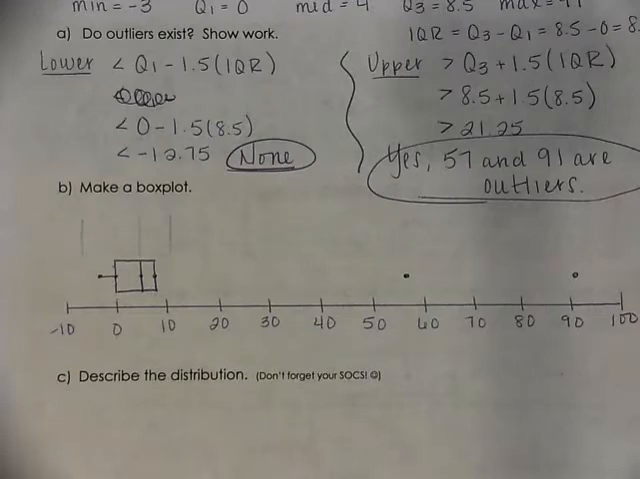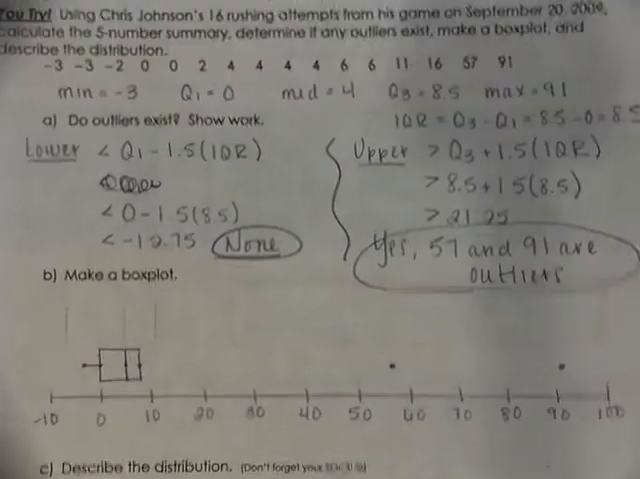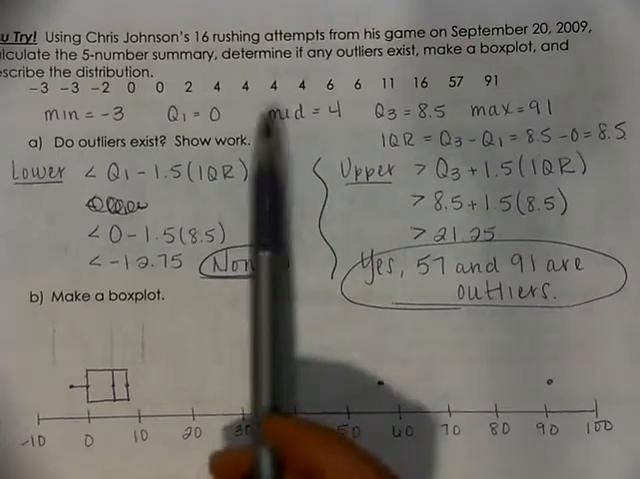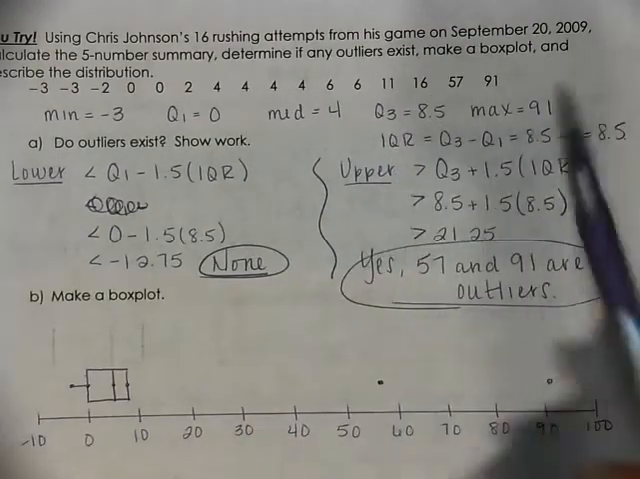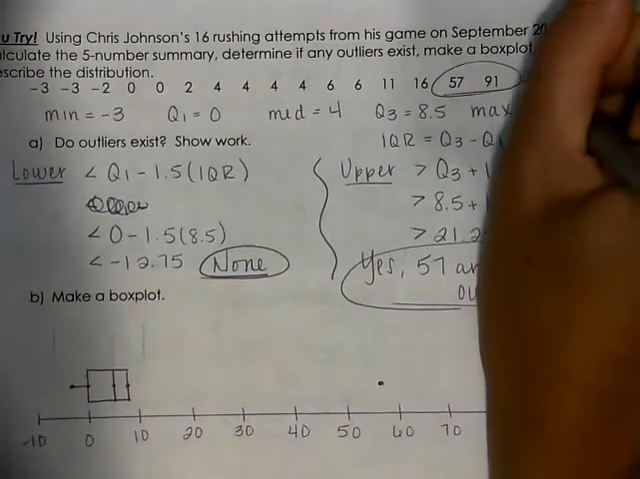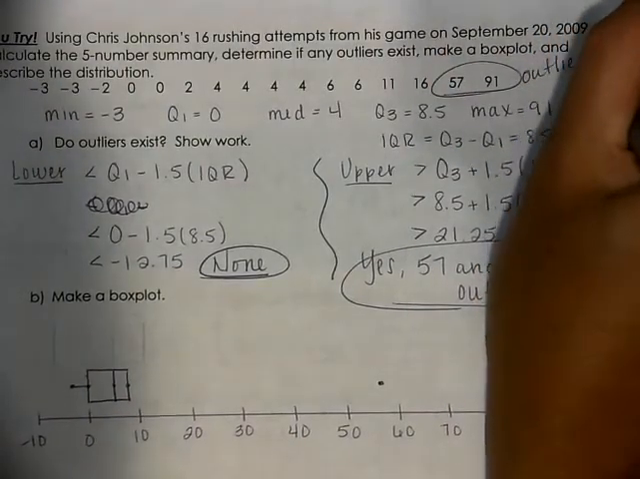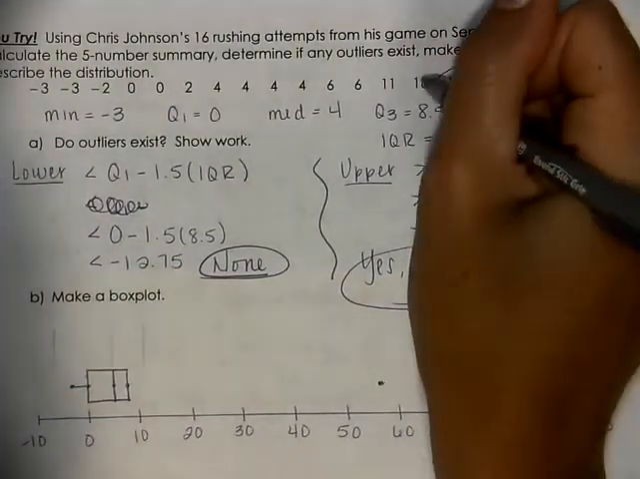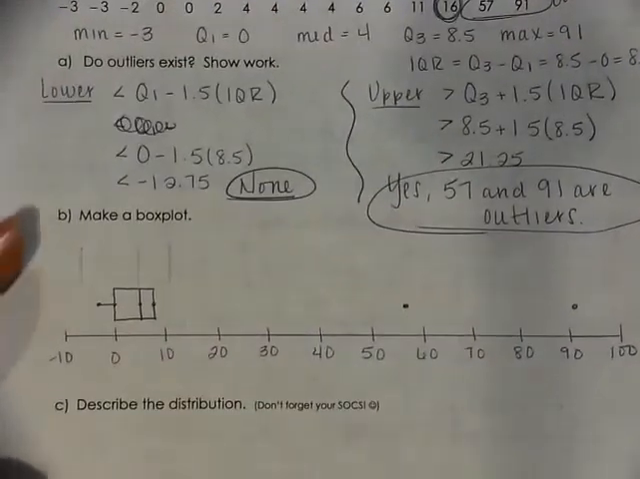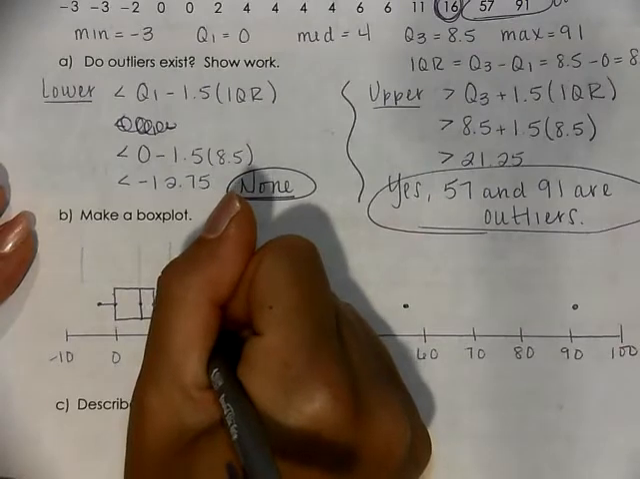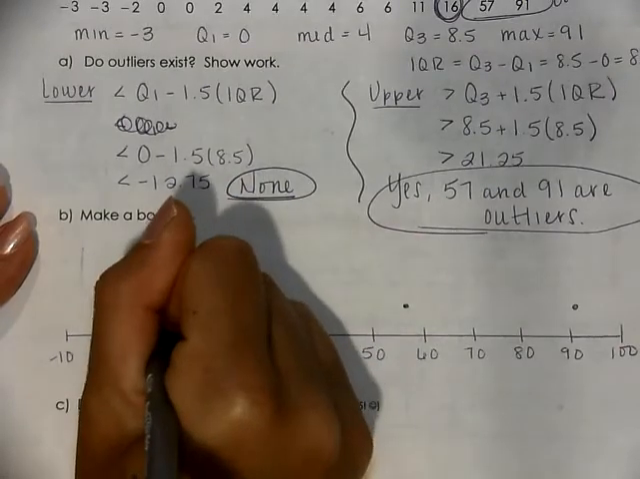because they're so extreme. Now, my upper whisker is going to go to my highest non-outlier value. So take a look in the data set. What number is your highest non-outlier value? Well, these are both outliers. So my highest non-outlier value would be the 16. So that's where you're going to draw your upper whisker to in your box plot.